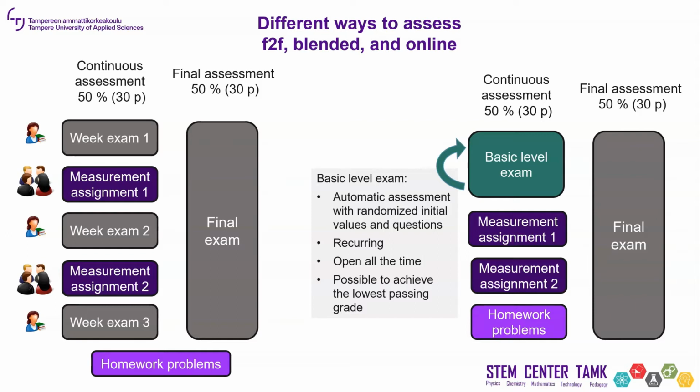The basic level exam is an automated assessment part with randomized initial values for the questions. It is recurring so that the students can take it many times. It's open all the time so they can choose when they try to pass it. And with the basic level exam alone, it's possible to achieve the lowest passing grade for the course. And if the students want a higher grade, then they need to accomplish, with good points of course, the measurement assignments, homework problems and the final exam.